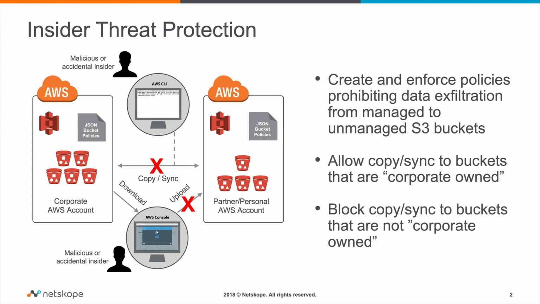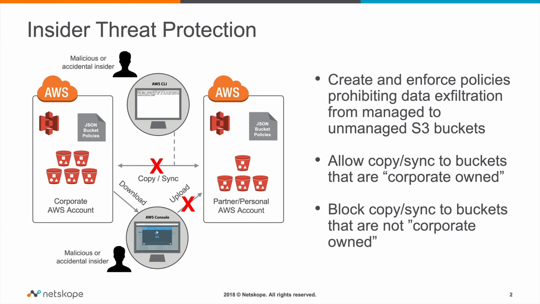Netskope for AWS provides insider threat protection, enabling you to prevent risky activities such as data being copied or synced from a managed S3 bucket to a personal or unmanaged S3 bucket. Insider threat protection supports flexible policies such as allowing copy and sync to managed S3 buckets while blocking the same activities to S3 buckets that are not managed.